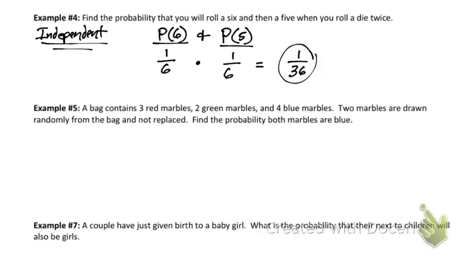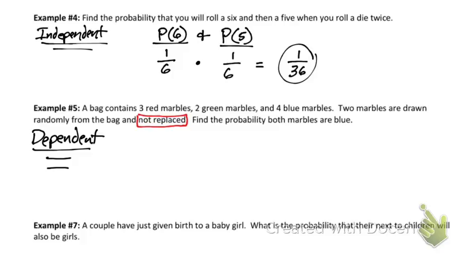Our next one says a bag contains 3 red marbles, 2 green marbles, 4 blue marbles, and 2 marbles are drawn randomly from the bag and not replaced. Your key word in this one is that not replaced. If I do not replace the marble, it's going to affect my second marble. So this will be dependent. It is dependent on the first one I grab. Once it's dependent, we just have to figure out the probability of the first thing happening and multiply it by the probability of the second thing happening, taking into account that the first one we picked will affect that second probability.